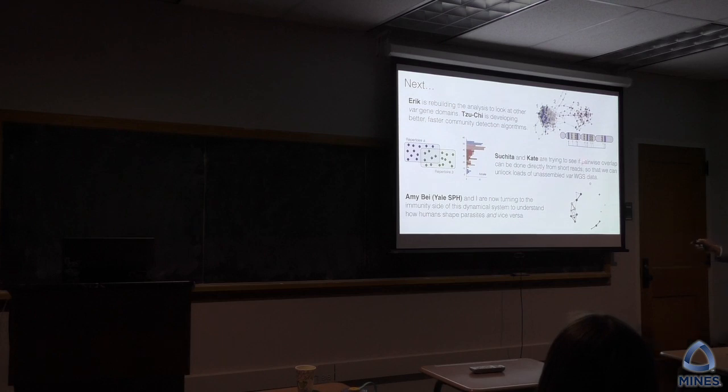Suchi and Kate are trying to see if pairwise overlap can be done directly from short reads, so we can unlock loads of unassembled var whole gene sequencing data. This idea is really cool. Don't stitch the genes together in the first place, just compare the piles of unassembled reads to each other, and then figure out how much the repertoires have in common.